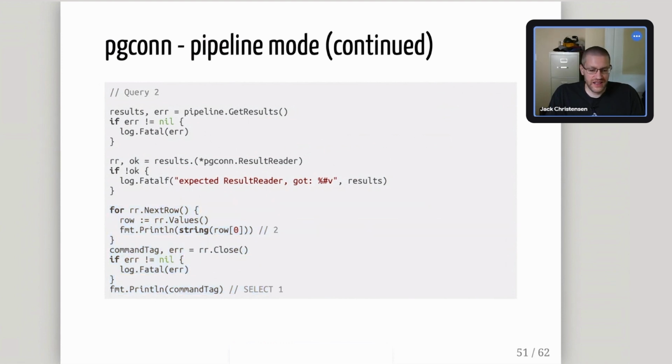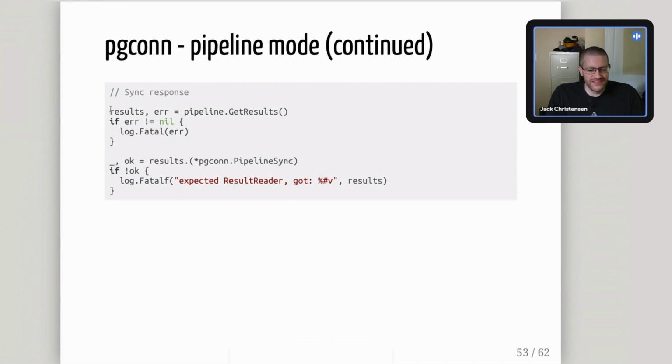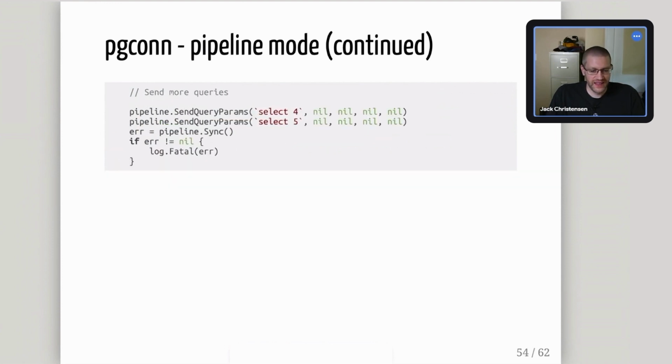And then we do it again for the next query, and then again for the next query. And then we have to read that, hey, when we sent that sync before, Postgres will tell us, hey, this is a sync point. This is also why we have to do the type assertion here, because get results can return multiple types. And then we can send more queries and then sync them.